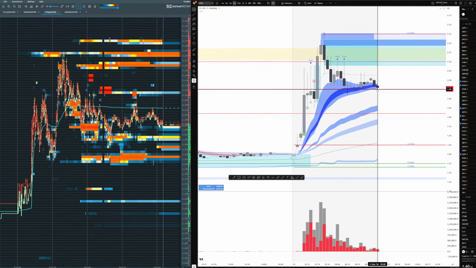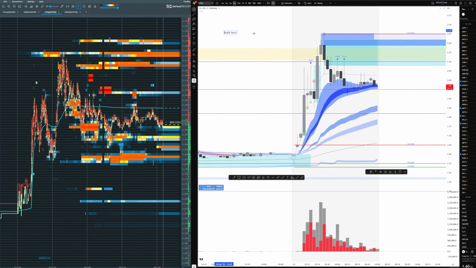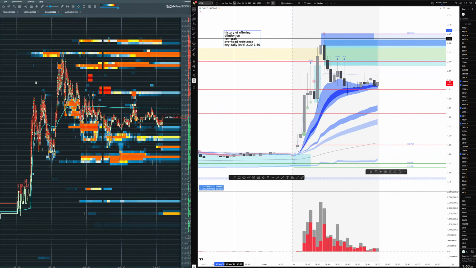So analyzing what we have this morning: a stock with a history of offerings. Okay, we have dilution on, low cash, or I would say medium cash, not extremely low, but medium. We have overhead resistance. And now the key daily levels I'm going to share with you are 220 and 280. Okay, I'm going to make this a little bit bigger.